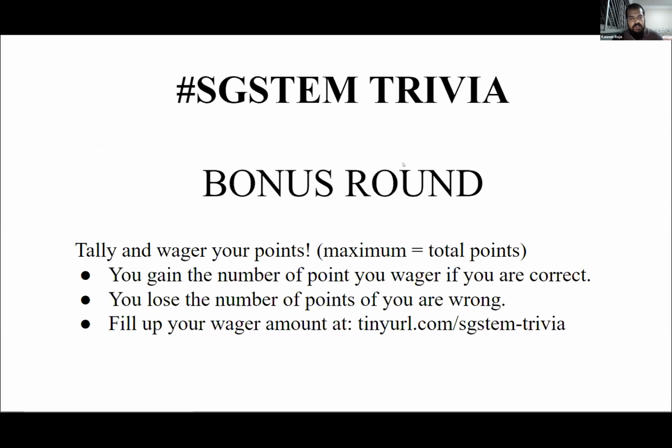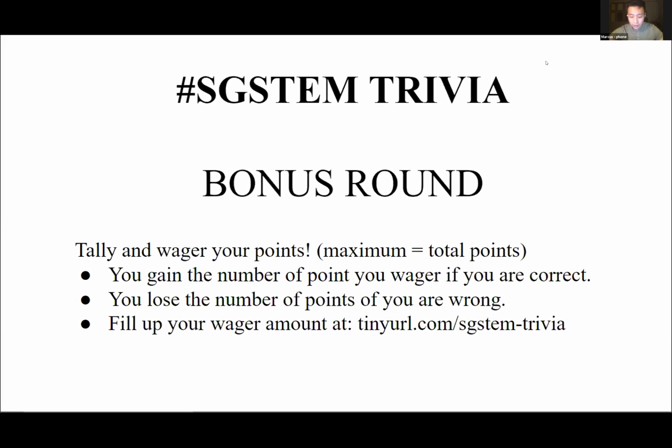So I'm going to explain the rules really quickly. Could you please tally up all your scores and put them onto the spreadsheet? And I'm just going to make a total sum here so you guys don't have to add it.